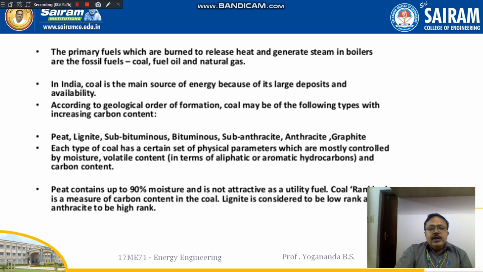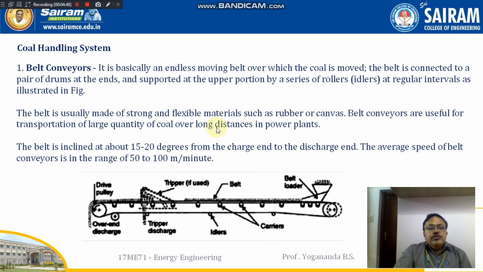Coal is the main source of energy in countries like India because of the large deposits and its availability. Based on the carbon content, the coal will be named as peat, lignite, bituminous, subbituminous, anthracite, subanthracite, and graphite. Coal handling system. We have different coal handling equipment, which are explained here.